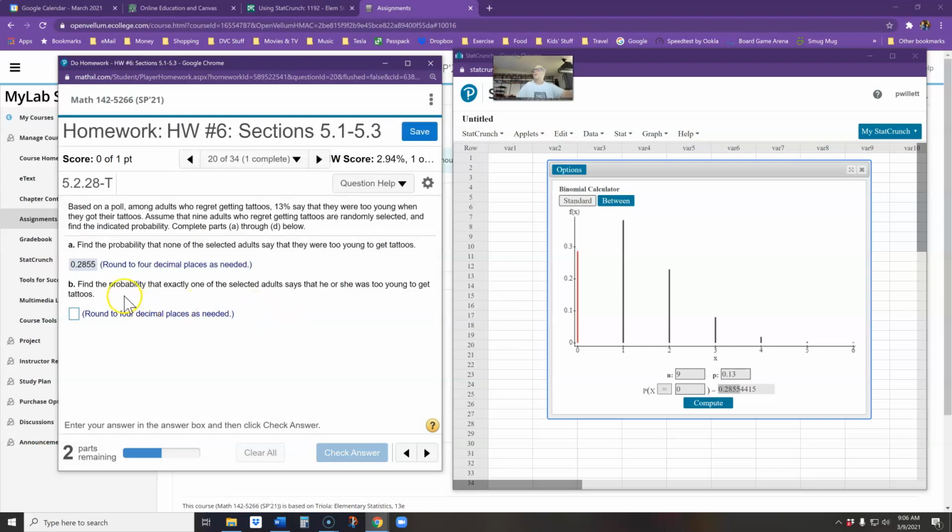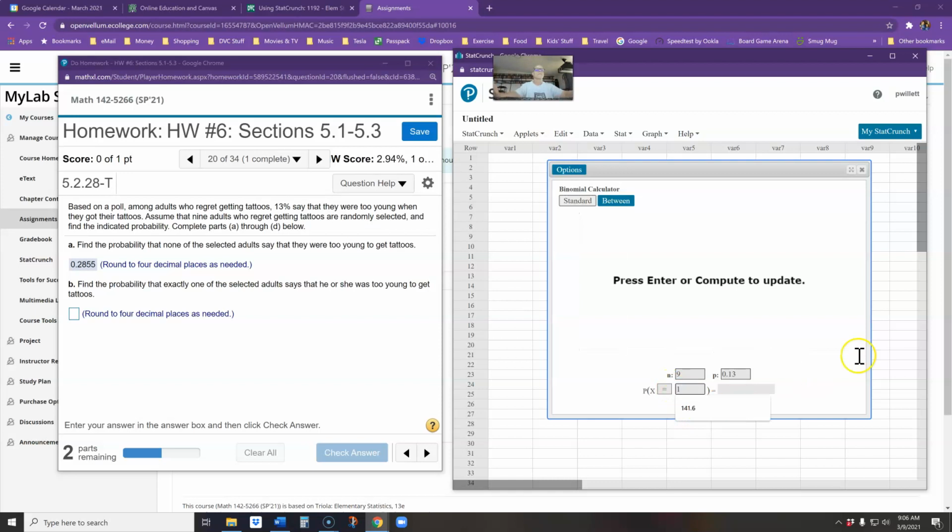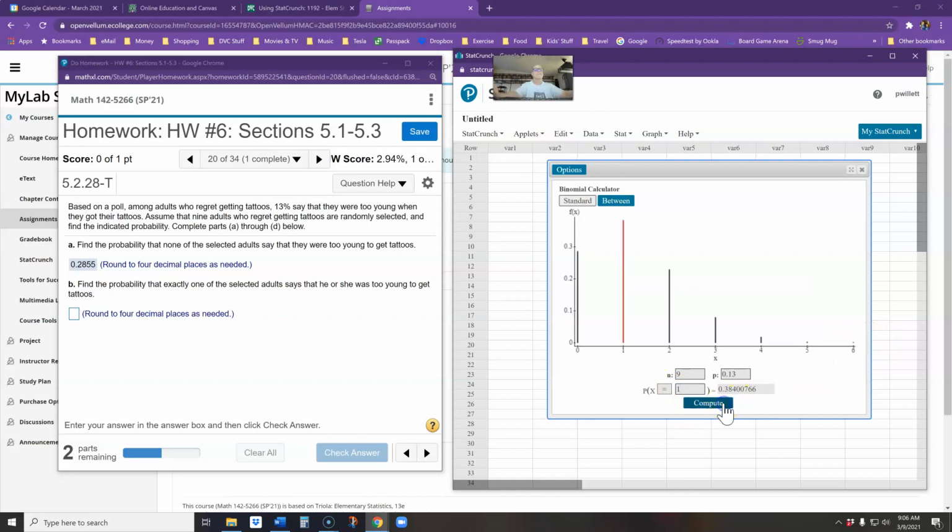So then in B, it says the probability that exactly 1 says that he or she was too young. So I would change the equal to 0 to equal to 1. And they want 4 decimals. So I'll grab that.